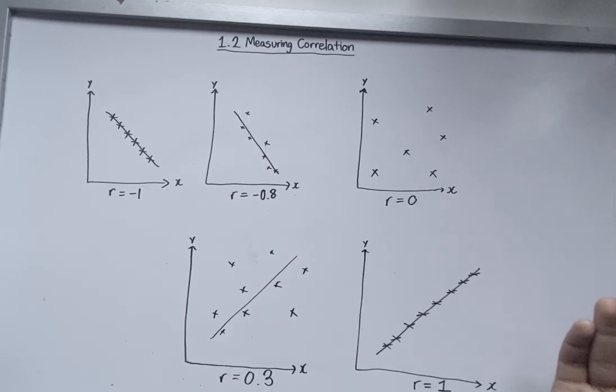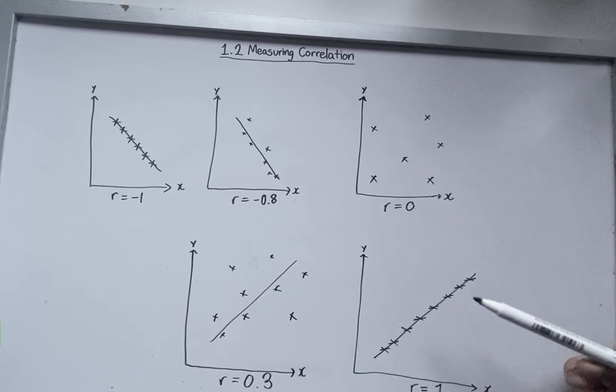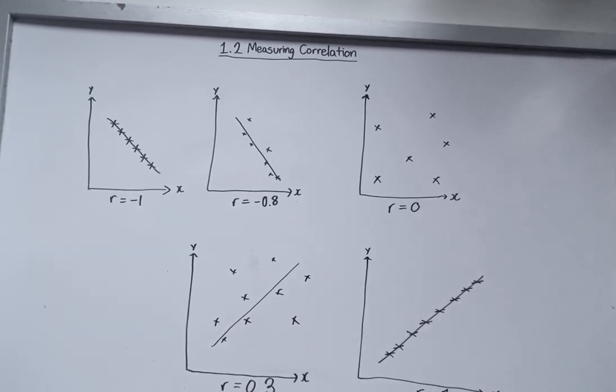There might still be a non-linear relationship between the two variables, though. R measures the strength of the correlation. It doesn't tell you anything about the gradient or the y-intercept of the regression line.